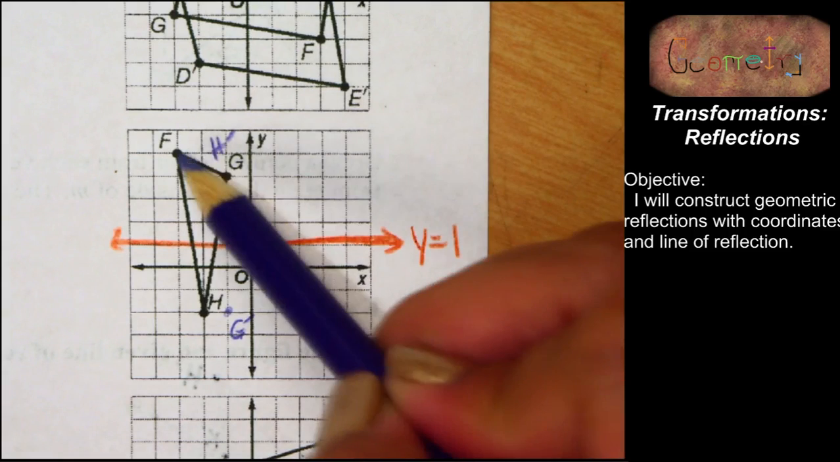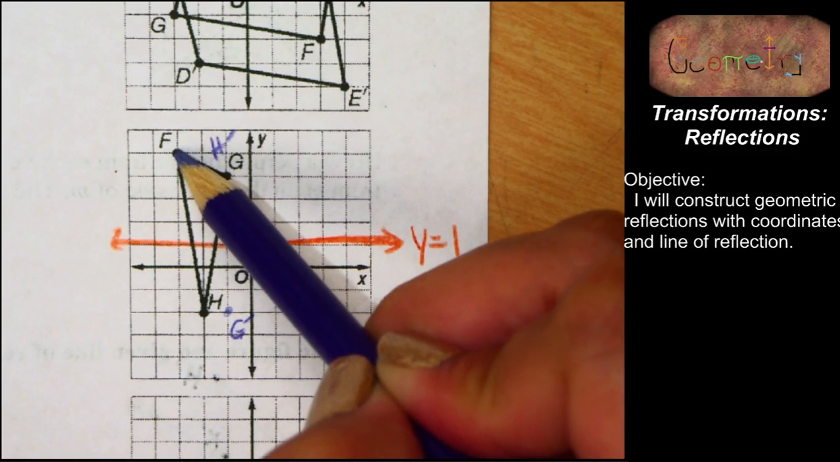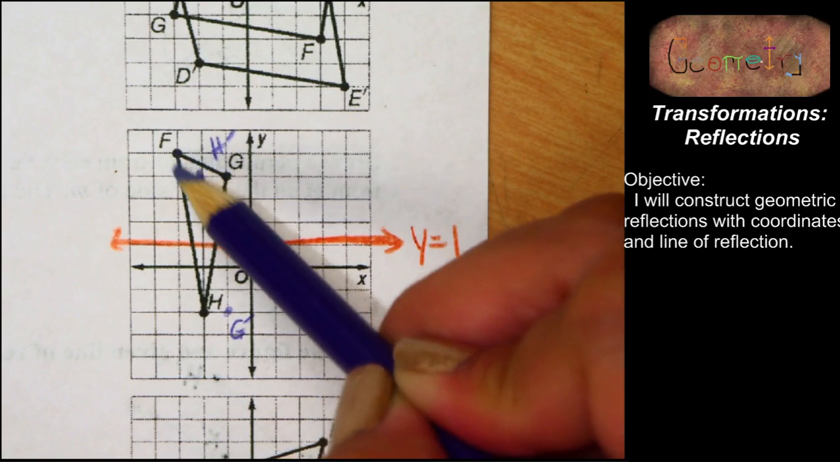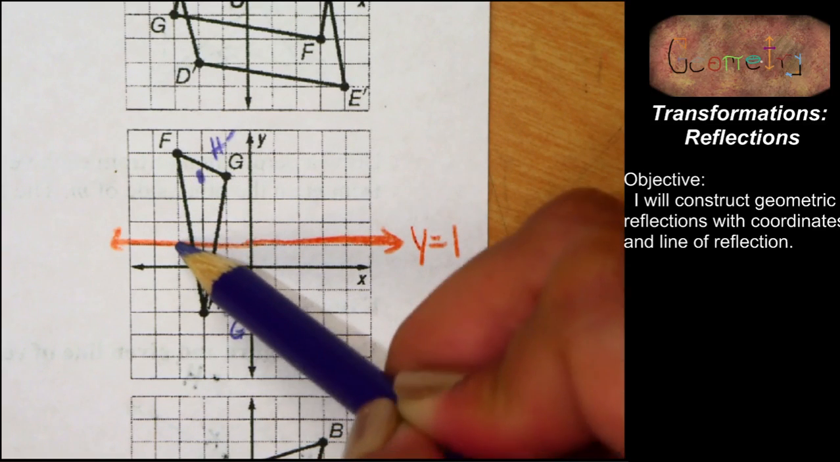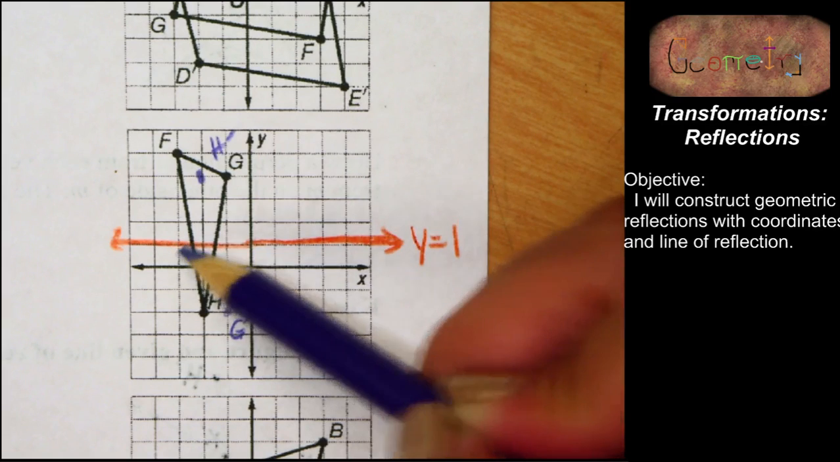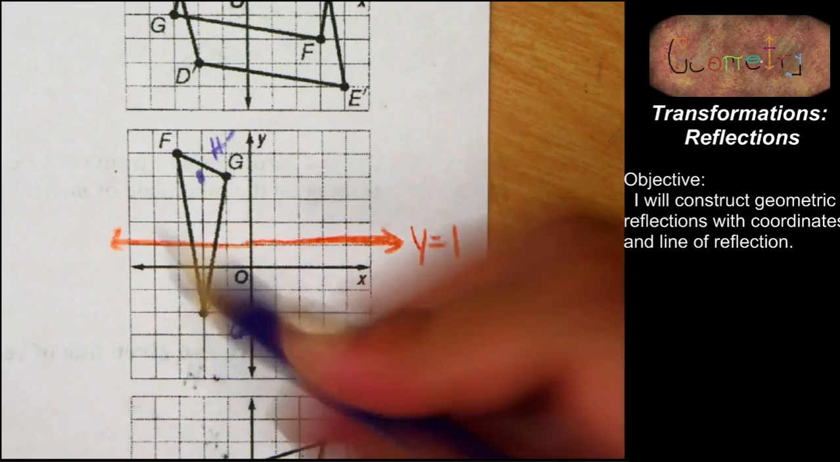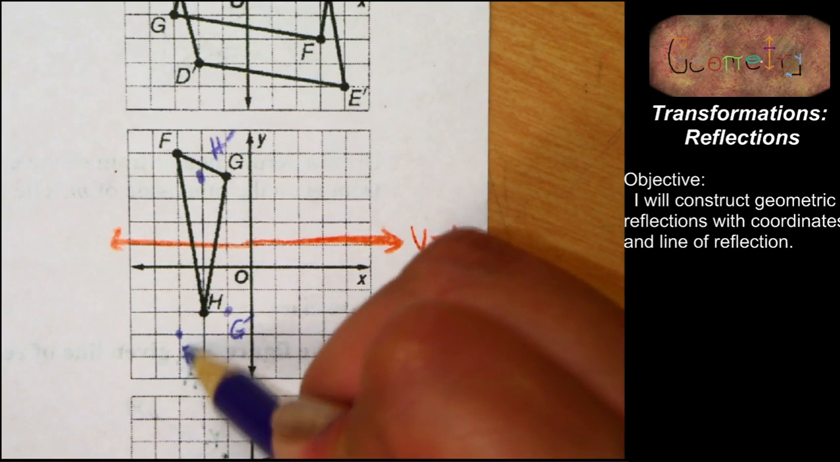Last but not least, F. How far away is F from the line of reflection? 4. 1, 2, 3, 4. And so to find F prime, I need to go 4 more. 1, 2, 3, 4. And so F prime is found there.